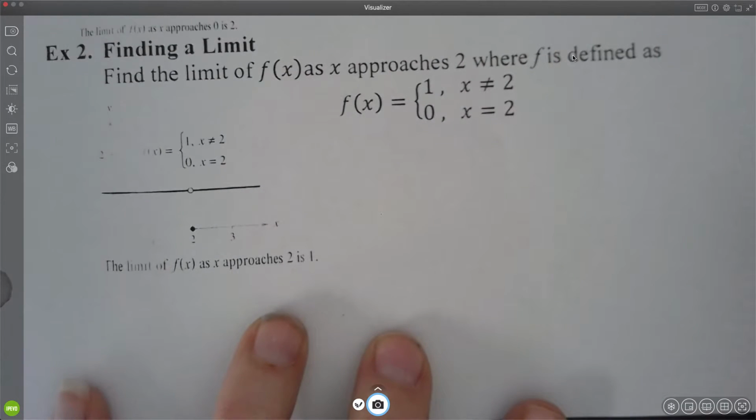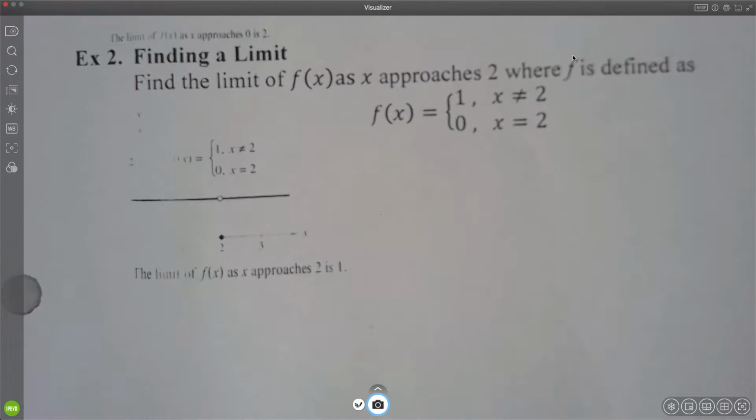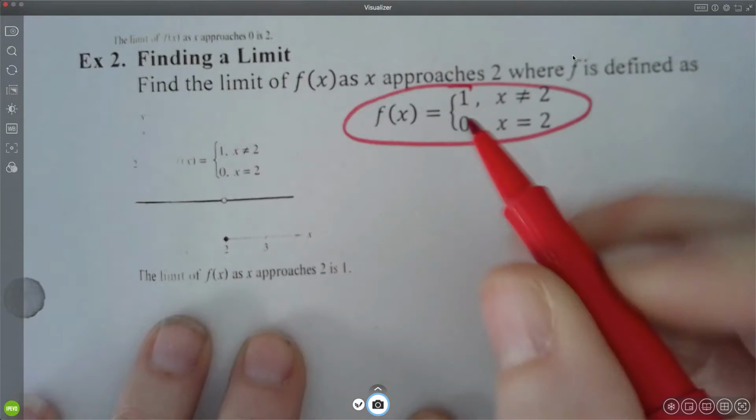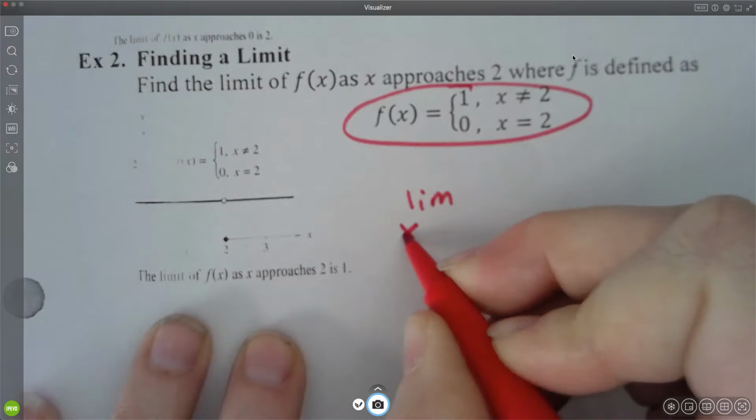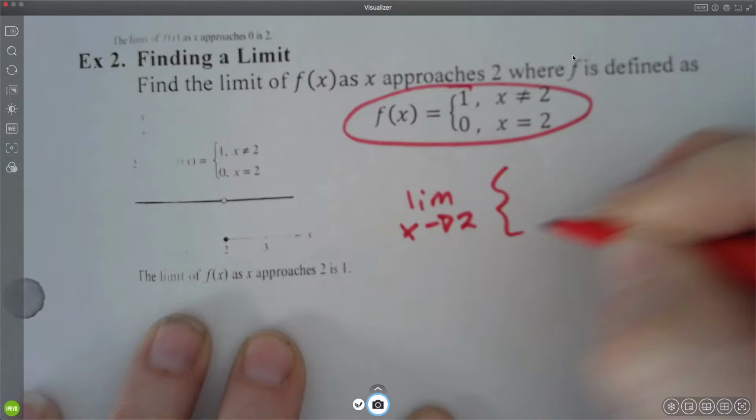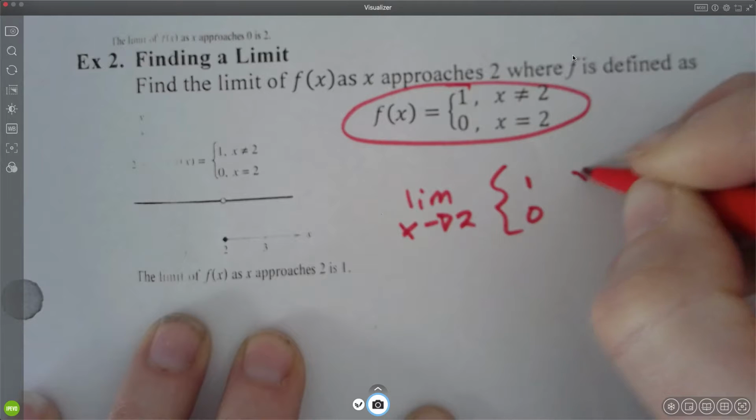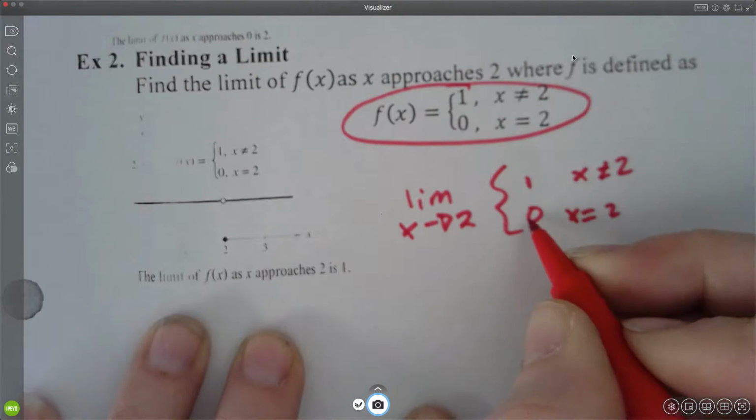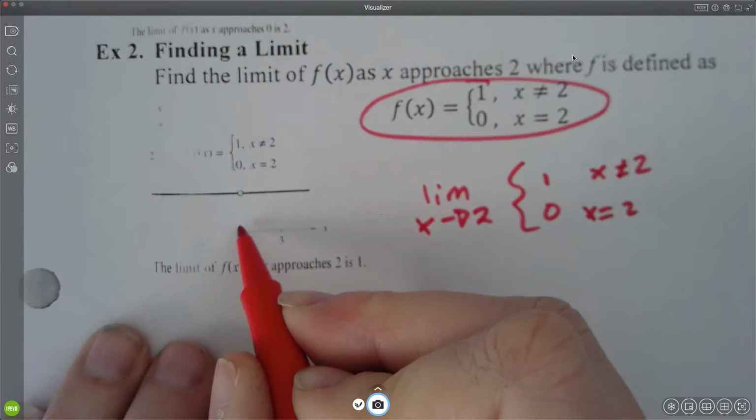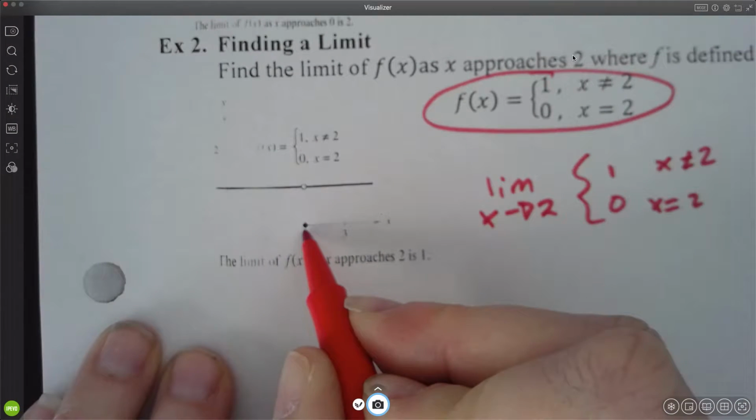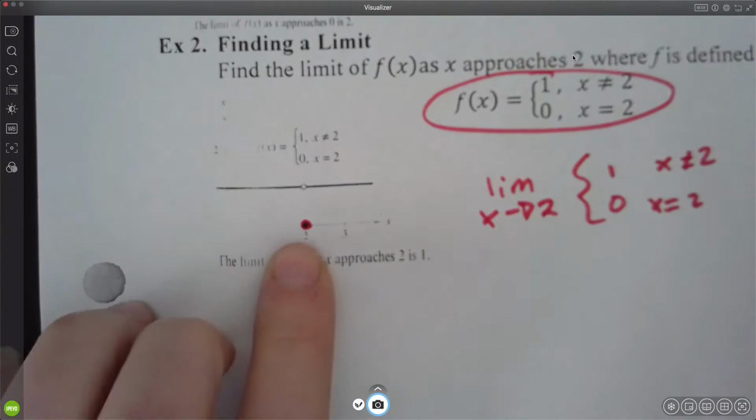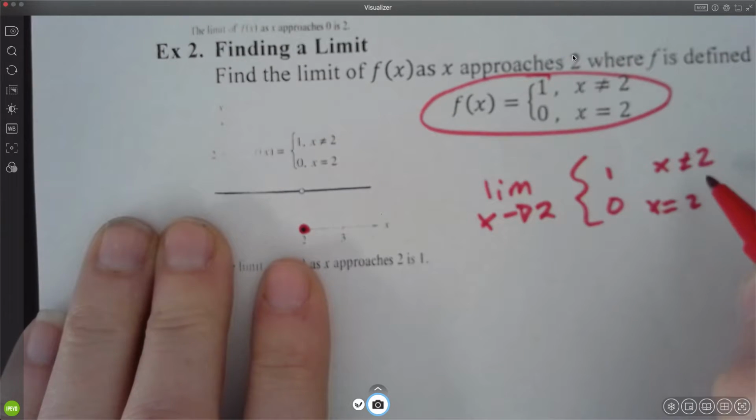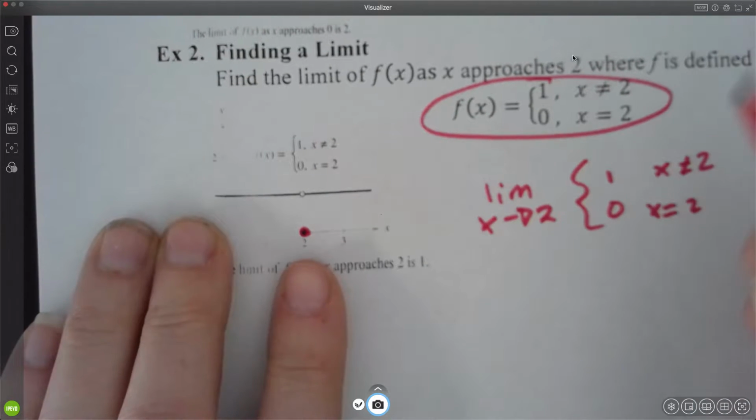So when you're given the graph and finding the limit here, they went ahead and graphed this for you, and they want us to find the limit as x approaches 2 of this function. This is a piecewise function. It's saying when x equals 2, the y coordinate is 0. So when I'm going along here and the x coordinate is 2, the y coordinate is 0, so I have an open dot. And for every other value, when x is not equal to 2, so when x equals 3, when x equals 4, when x equals 1, it's equal to 1.